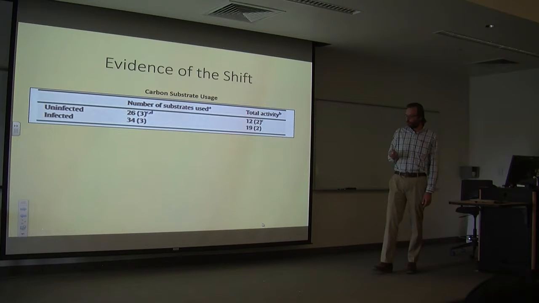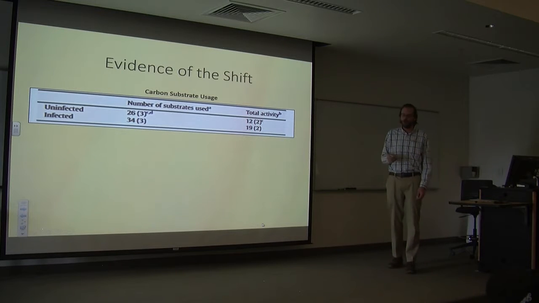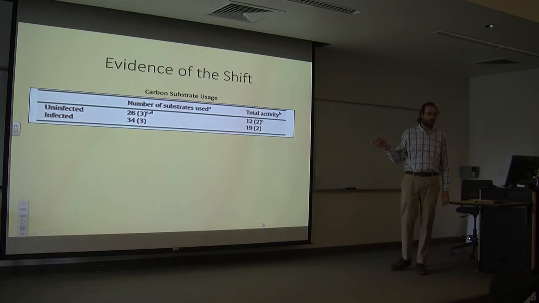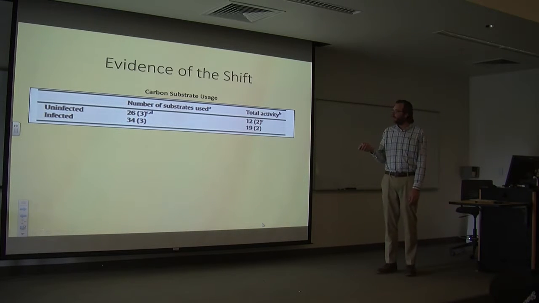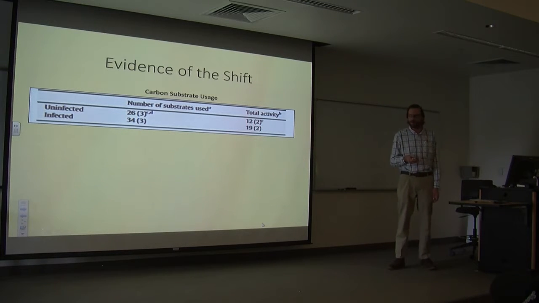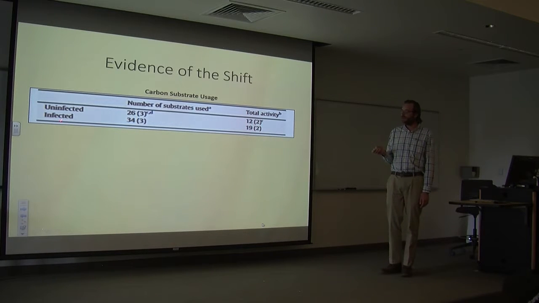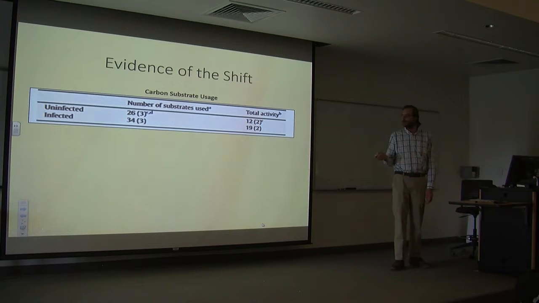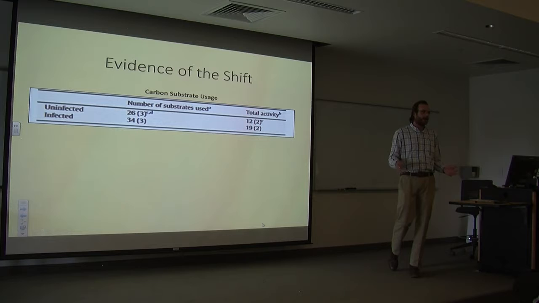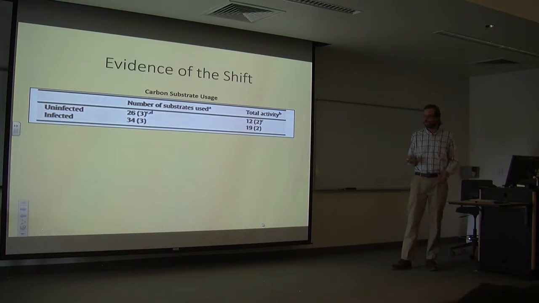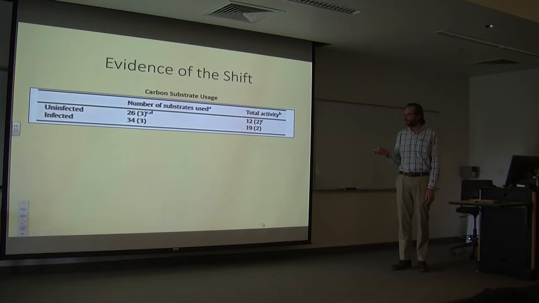Here's some evidence of that. Researchers took all the species that they found in the soil of infected and uninfected, this is in ponderosa pine, and they tested to see how many carbon substrates they could use, and the rate at which they can use them. And they did find that the soils of infected trees were able to use more carbon substrates, or organic carbon litter instead of off the tree roots. And they were able to use those carbon substrates at a higher rate.